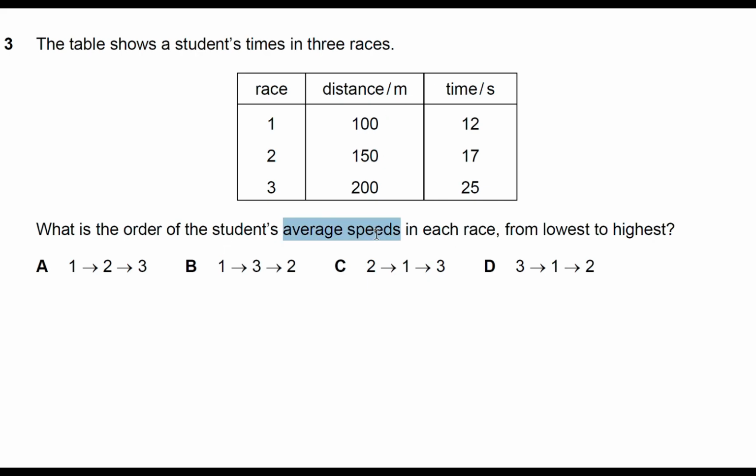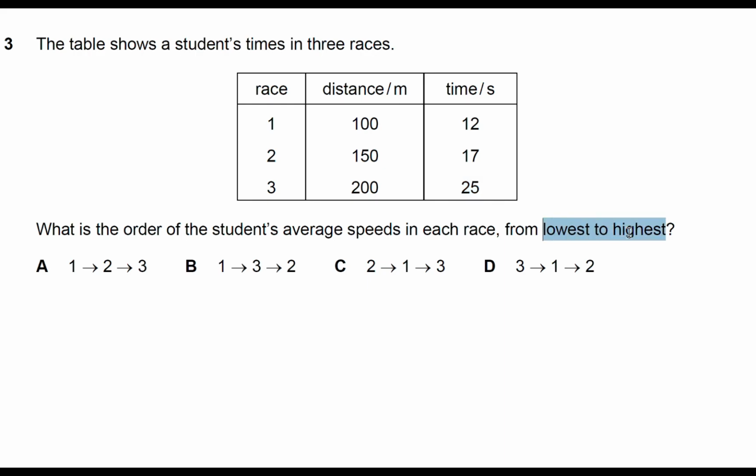For this, the average speed formula is total distance divided by total time. So the total distance for race 1 is 100 meters. Time is 12 seconds. So 100 divided by 12 is equal to 8.33 meters per second. For race 2, using the same formula, 150 divided by 17 is equal to 8.82 meters per second. For race 3, the distance is 200, time is 25, which is 200 divided by 25, equal to 8 meters per second.